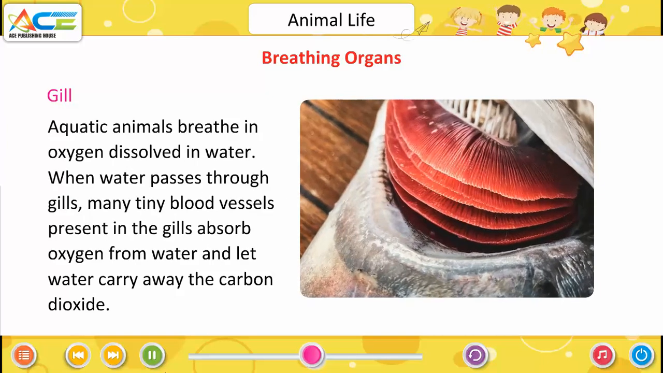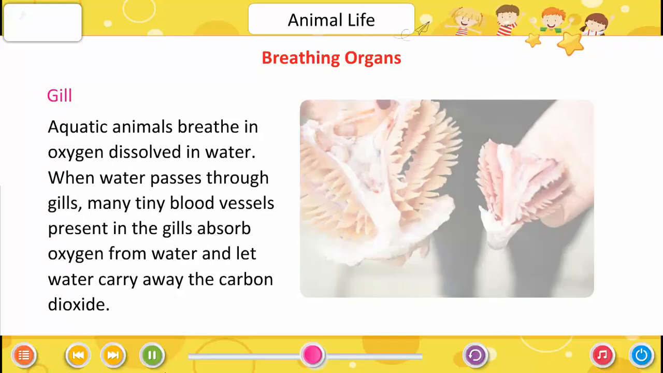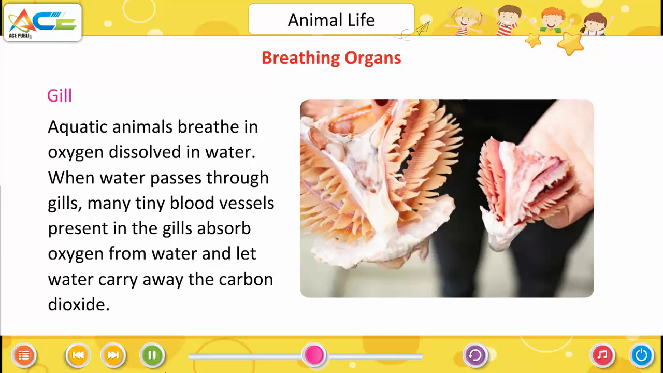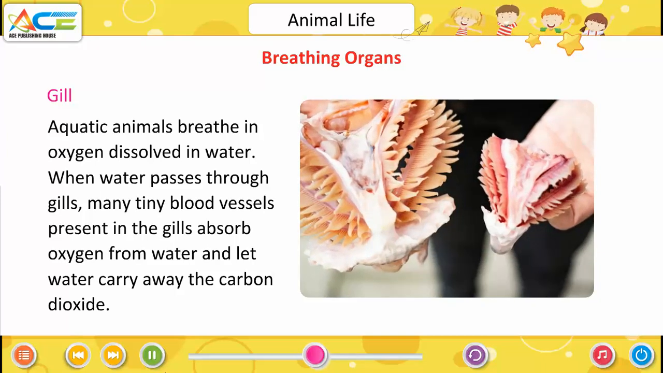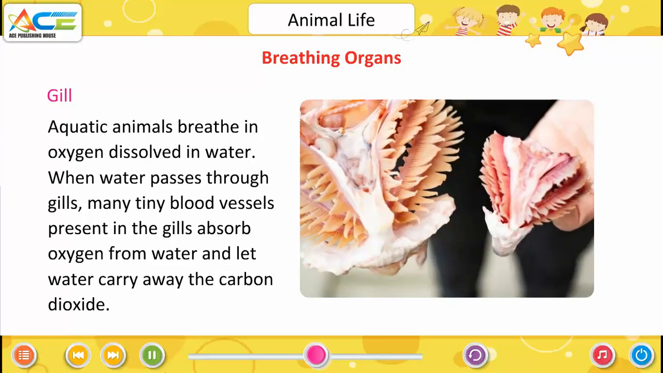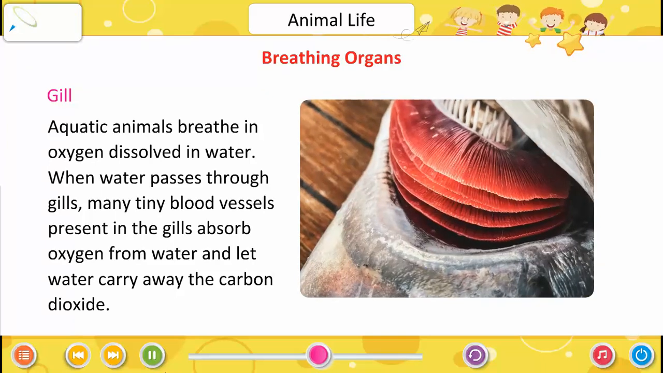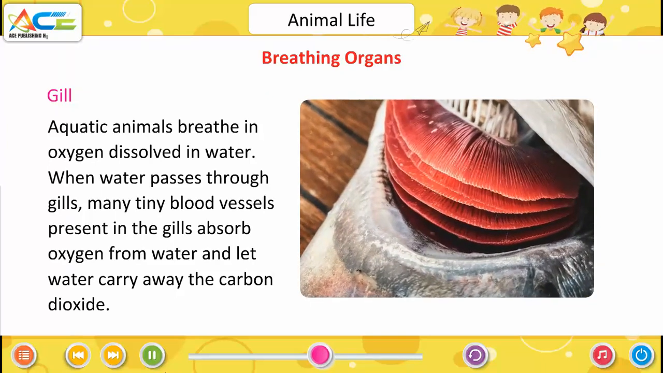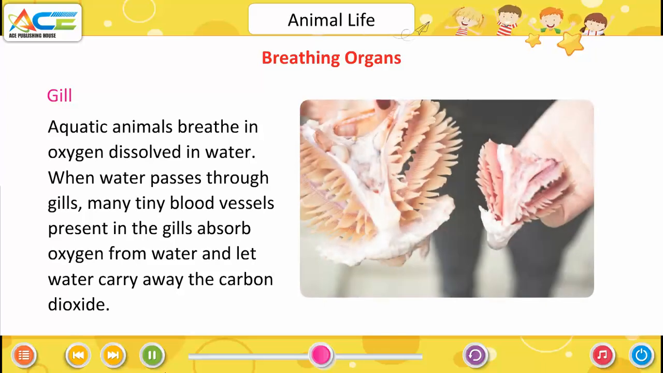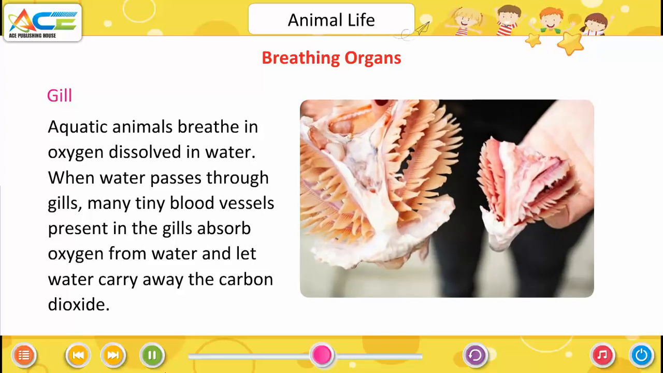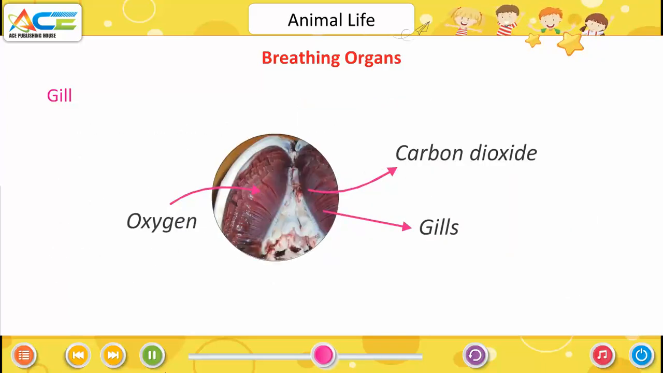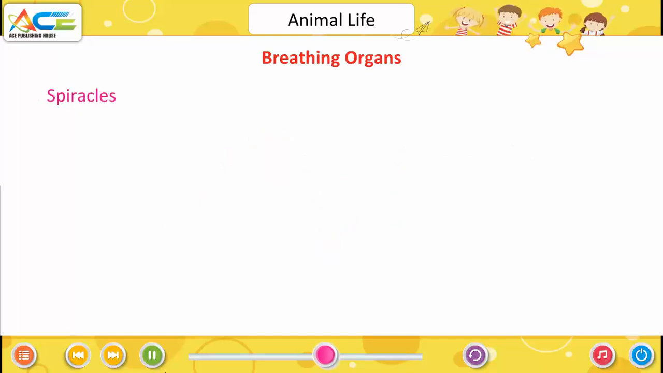Aquatic animals breathe in oxygen dissolved in water. When water passes through gills, many tiny blood vessels present in the gills absorb oxygen from water and let water carry away the carbon dioxide. Spiracles.